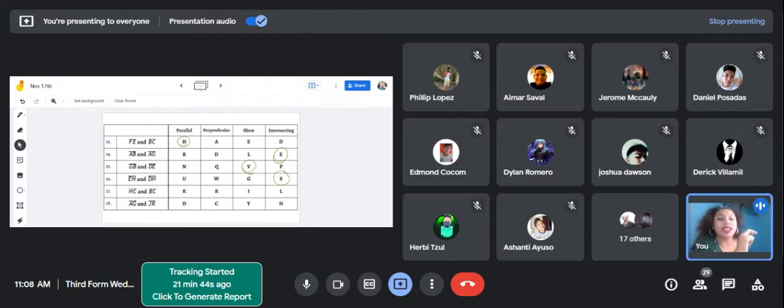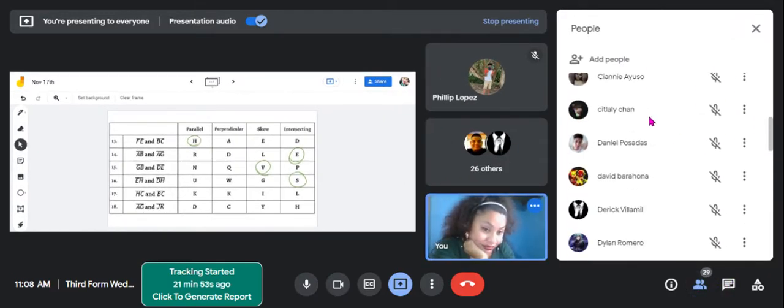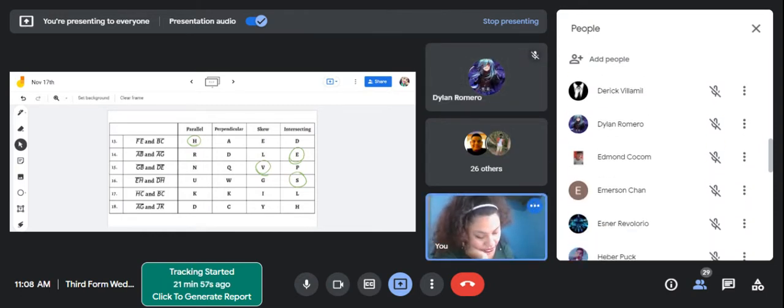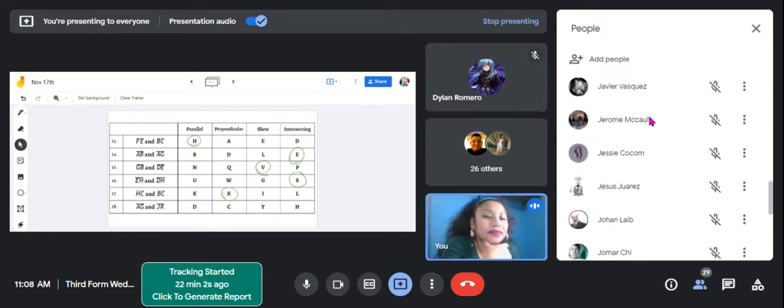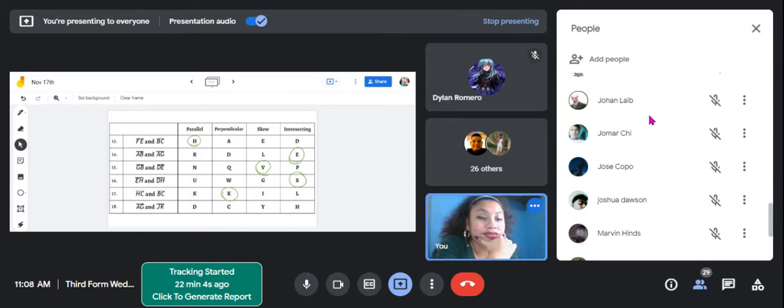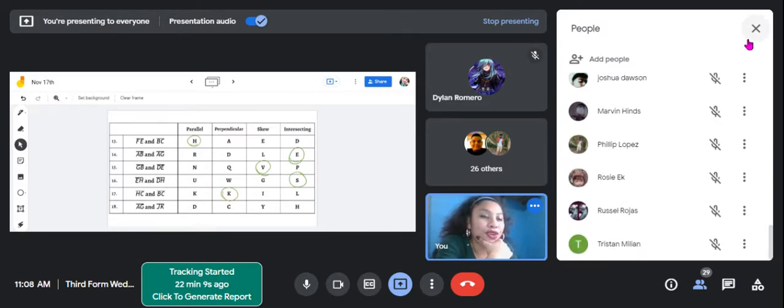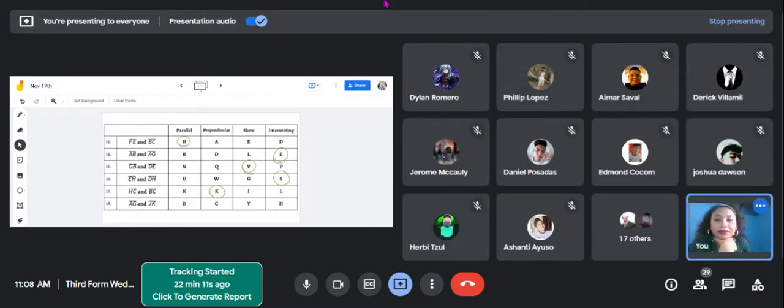Number 17. Dylan, number 17. Perpendicular. Very good, perpendicular. And number 18, let's see. Rossi, what do you have for number 18? AGJK.